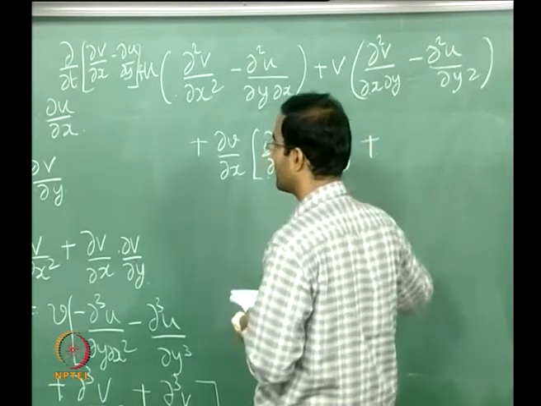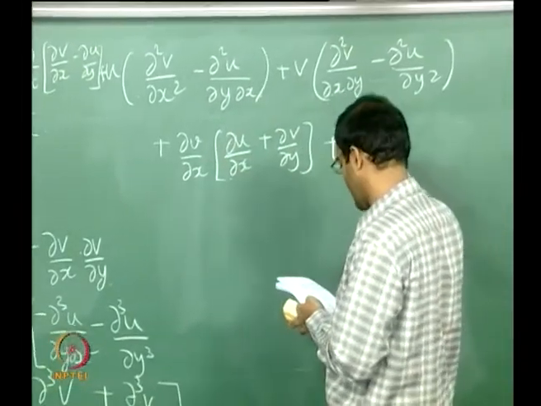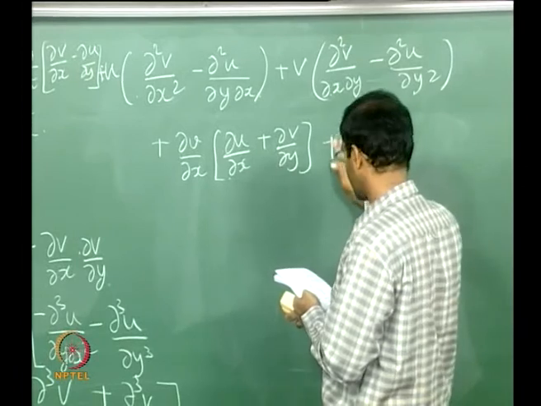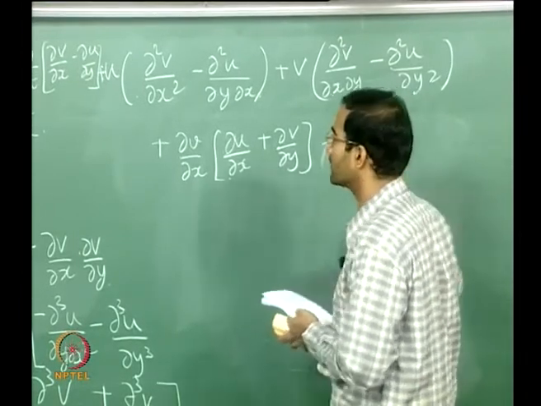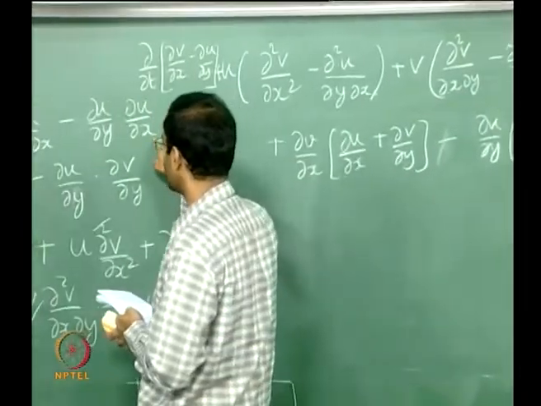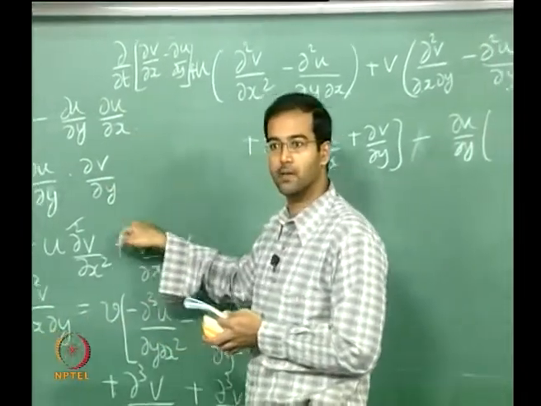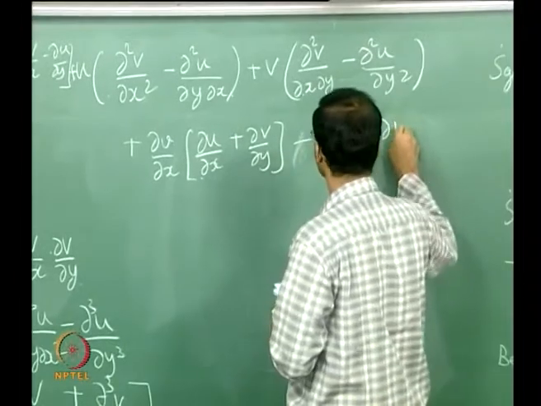Okay, plus next I am going to take du, so this is actually minus du by dy out, so du by dy, so you have du by dx and dv by dy, so that will also be satisfying continuity.